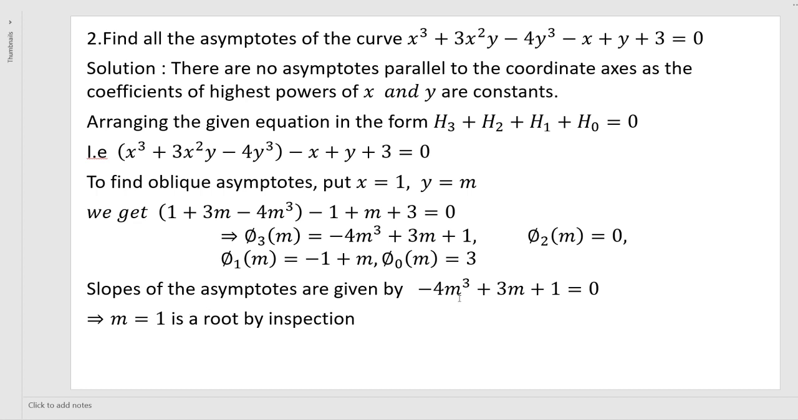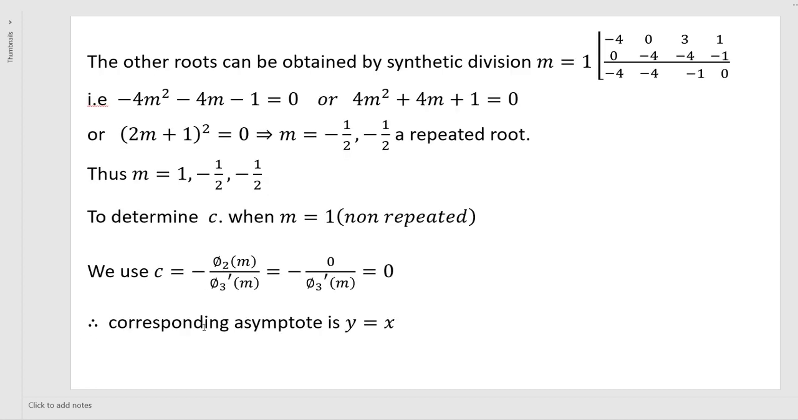Slopes of the asymptotes are given by phi 3 of m is equal to 0, right? So phi 3 of m is minus 4m cube plus 3m plus 1 is equal to 0. On solving this equation, we get m is equal to 1. This is only by the inspection method, that is, by putting m is equal to 1 in this equation, we have minus 4 plus 3 plus 1, that is 0. Therefore, m is equal to 1 by inspection method.